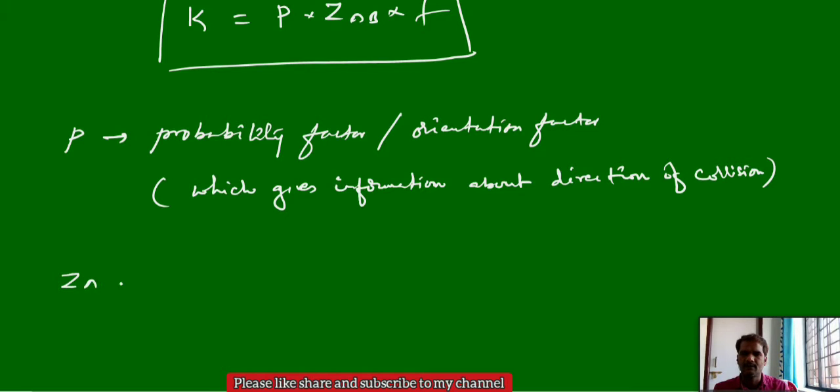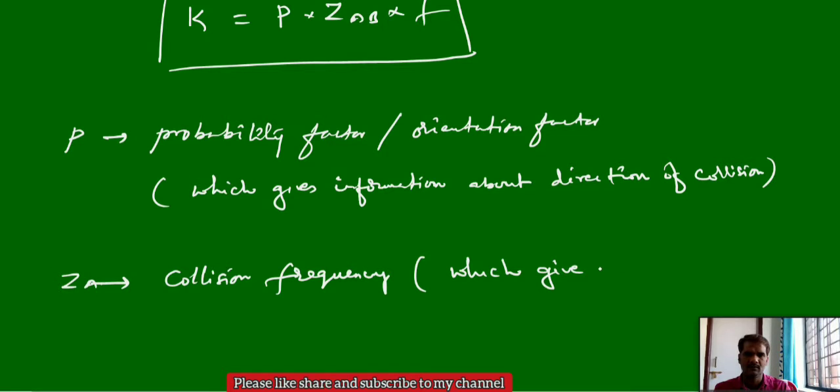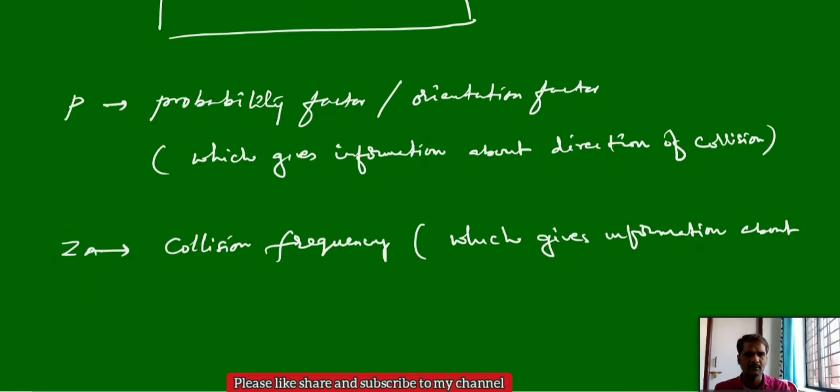And next is Z. For two reactant molecules you can take ZAB, or simply Z, and this is the collision frequency. It means how many molecules are undergoing collision, fruitful collisions, which gives the information about the number of collisions.